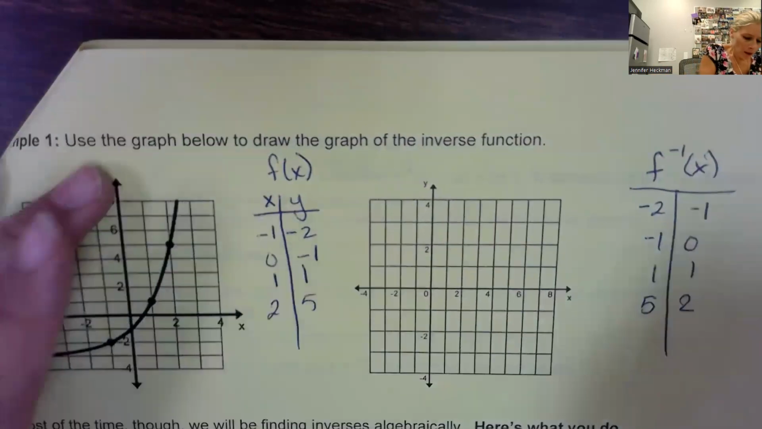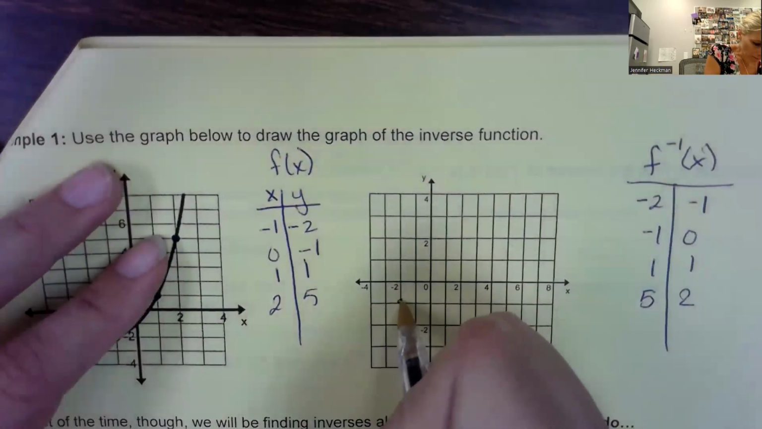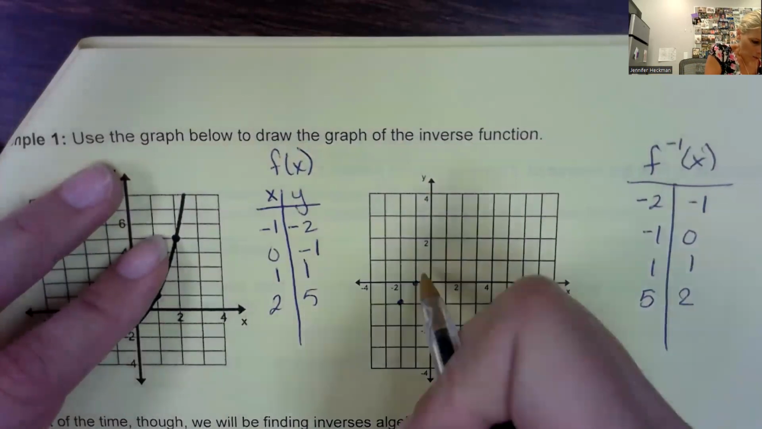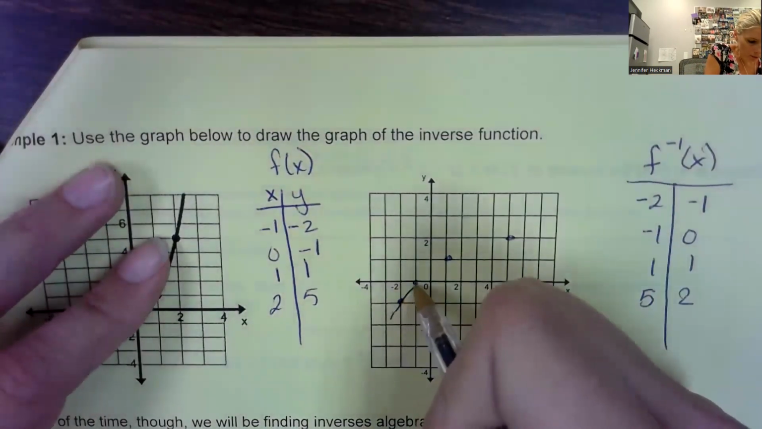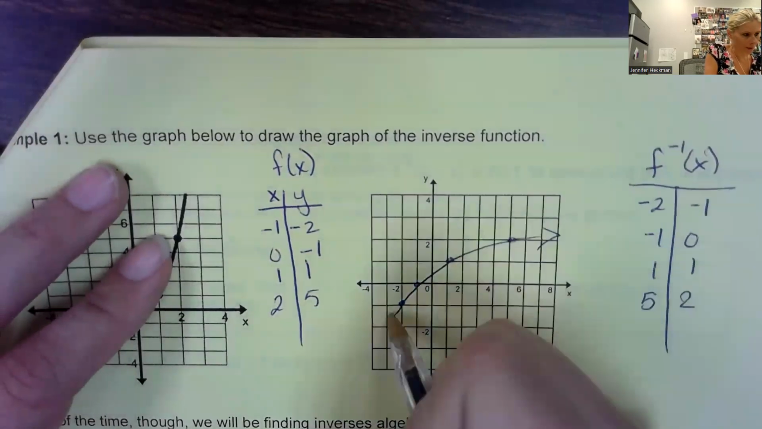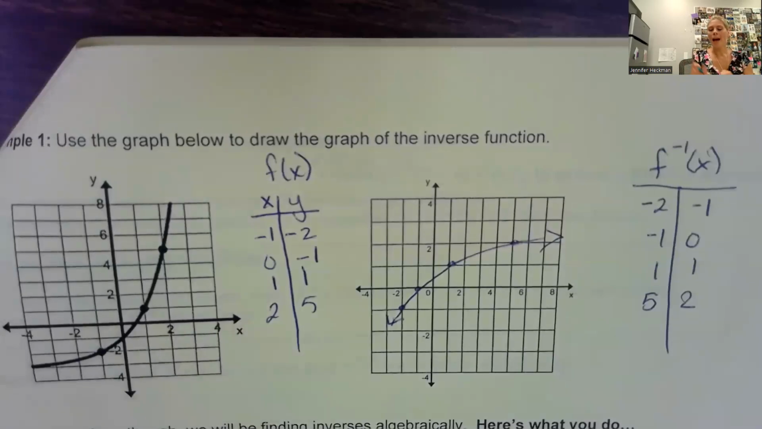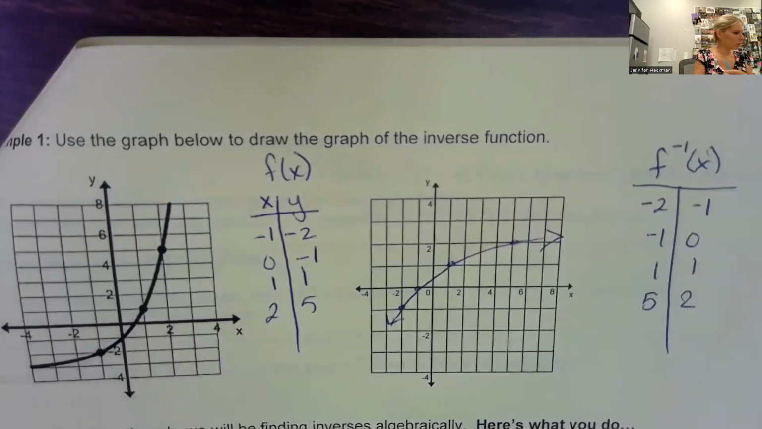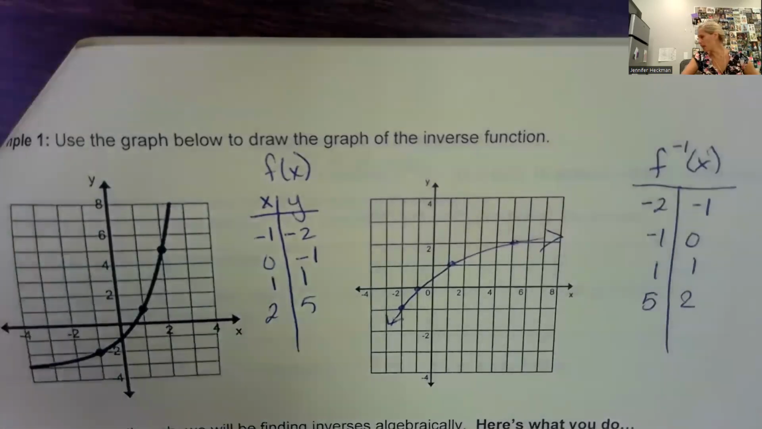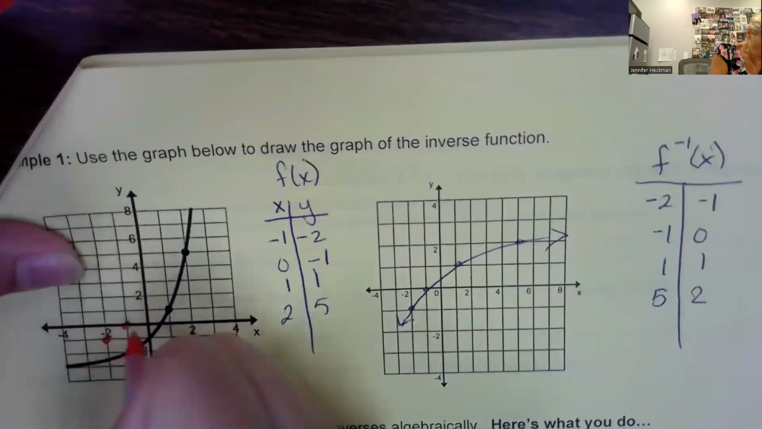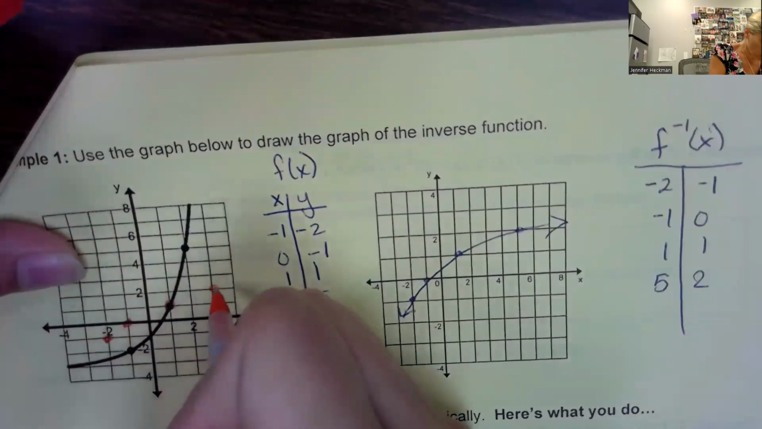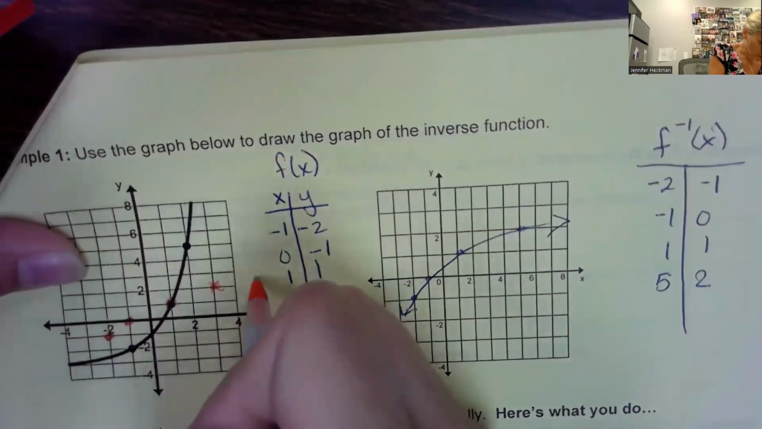So -2, -1, -1, 0, 1, 1, and 5, 2. This would be our inverse function of f. Now, like I said, I'm going to show you a little trick. I'm going to replot these points on the original graph because I want to point something out to you. Let me get a red pen. So that was -2, -1, -1, 0, 1, 1, and 5, 2.